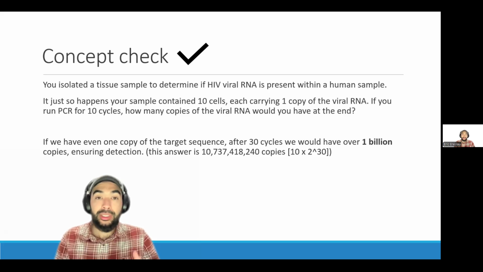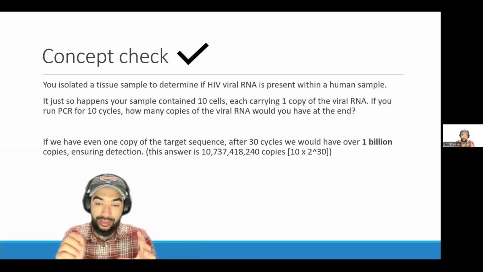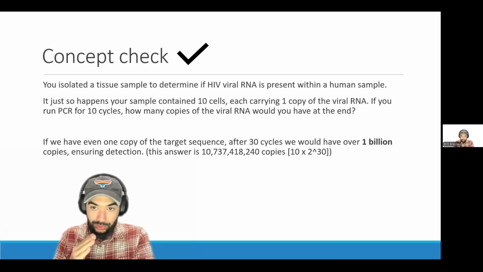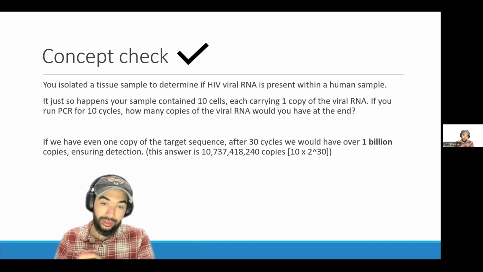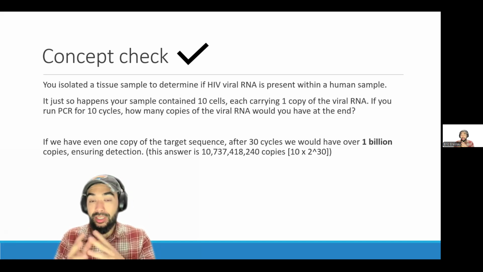But the way that this would be solved is you would multiply the number of original copies you have. In this case, it's 10, because one copy in each of the 10 cells. 10 times 2 to the power of however many cycles you have. So in this case, I put 10 cycles. So it would be 10 times 2 to the 10th power. And that will give you the number.